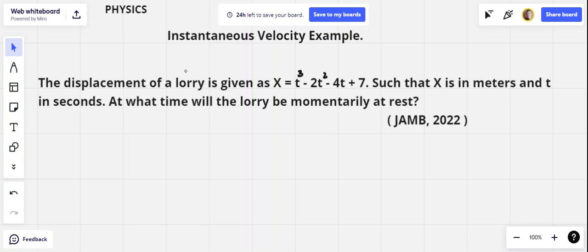On instantaneous velocity. It's actually a past question from JAMB examination. The displacement of a lorry is given as x equals t raised to power 3 minus 2t raised to power 2 minus 4t plus 7, such that x is in meters and t in seconds. At what time will the lorry be momentarily at rest? So our solution there.